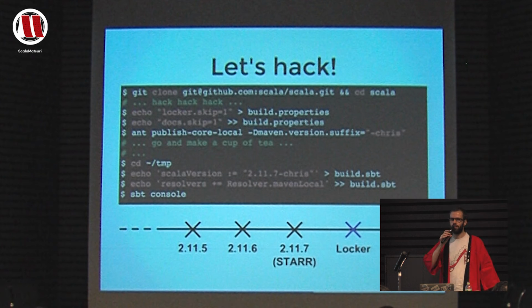We don't have that much time, so I won't go into detail on this slide, but basically here is how to get Ant to build Scala on your local machine. And then down here is how to reference that locally built version of Scala in SBT so that you can play around in the REPL.